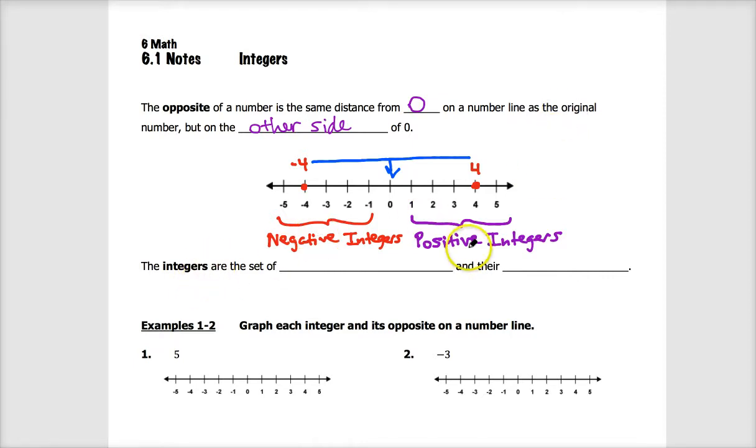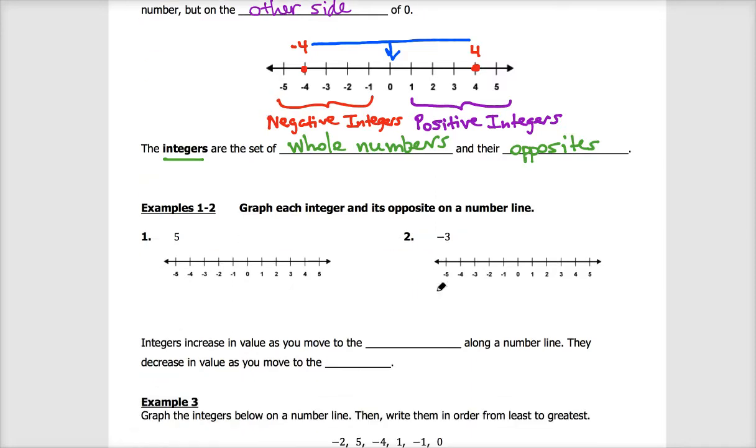So if we put the positive integers and the negative integers together, we get what are simply known as the integers. And the integers are the set of whole numbers and their opposites. That's what the integers are. All whole numbers and their opposites, the opposites being negative numbers. So in the following examples, we're just going to practice graphing each of these integers and its opposite on a number line. Okay, so let's start with 5.